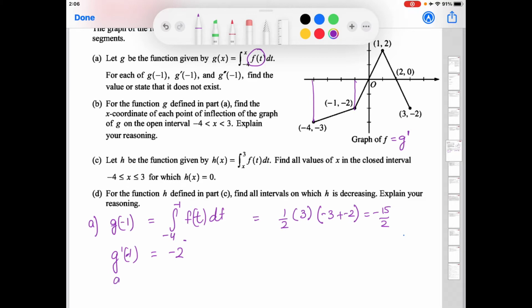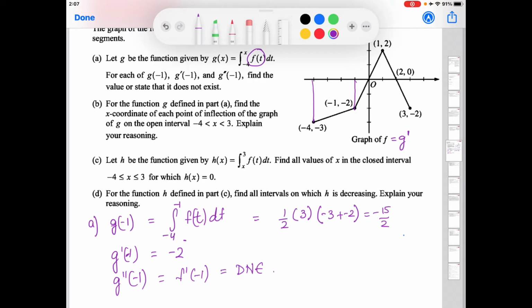Okay, and now g double prime of -1. If I want to find my g double prime information from my g prime graph, I'm going to be looking at slopes. This is the same thing as saying f prime of -1. If you look at -1, there's a corner, so the derivative does not exist. So it does not exist, because it's a corner.